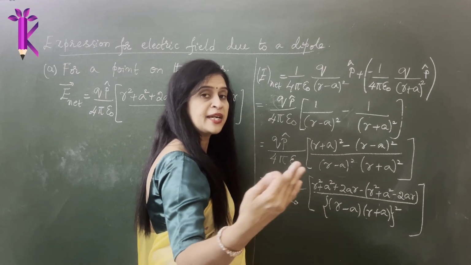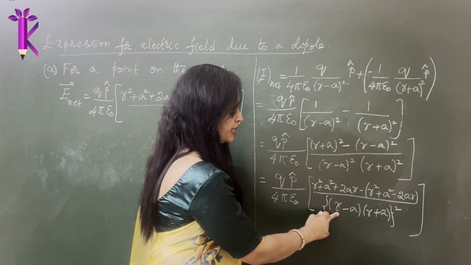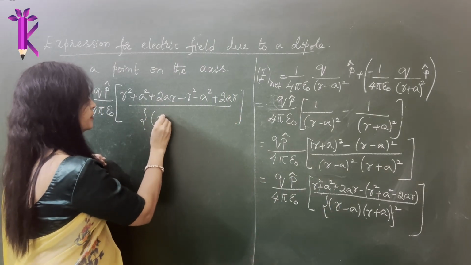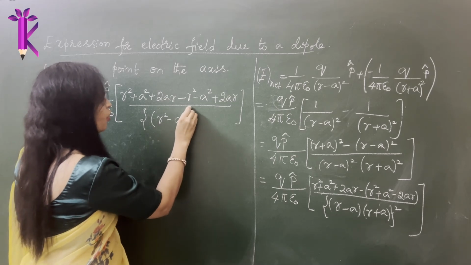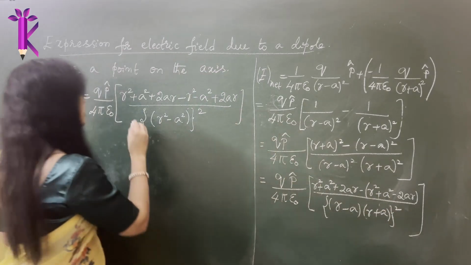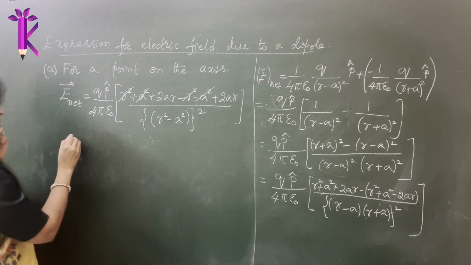What is a plus b into a minus b? It is a square minus b square. So therefore this part will become r square minus a square, but you also have the whole square. You have one more whole square here. So therefore now this r square, a square gets cancelled. What are you left with?